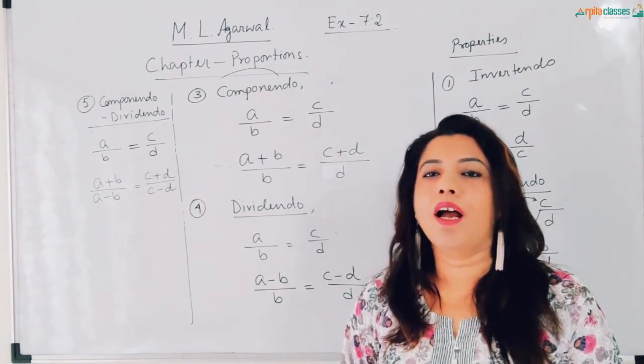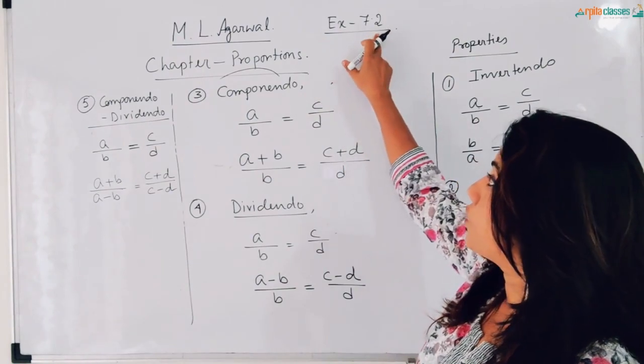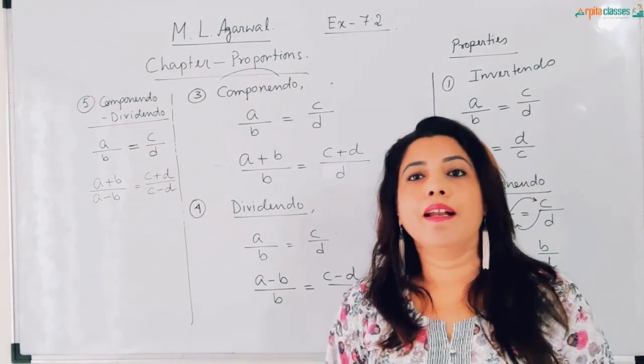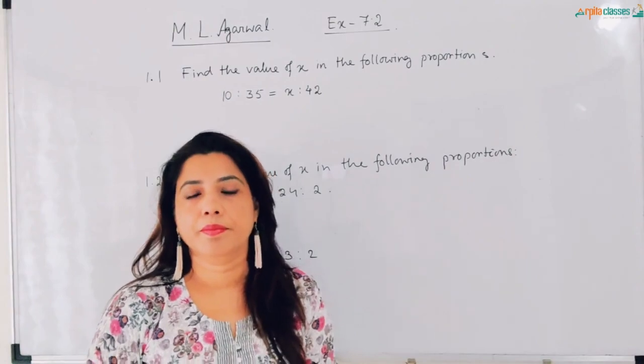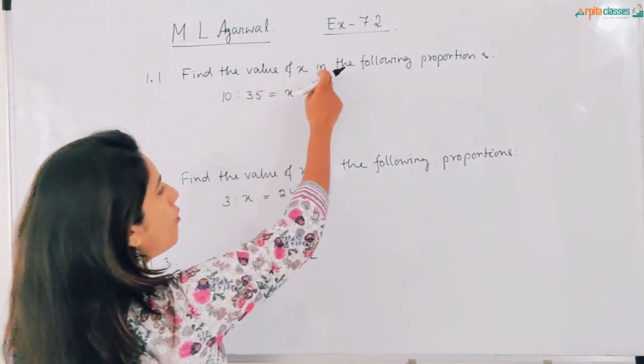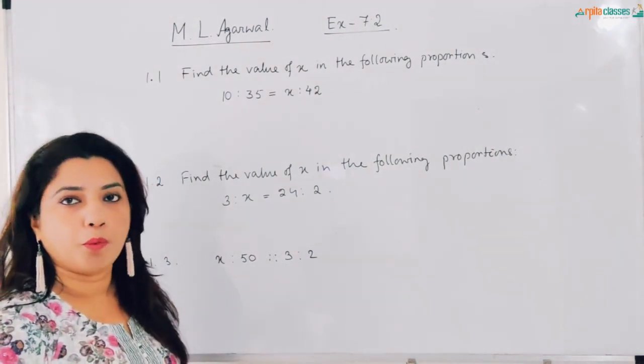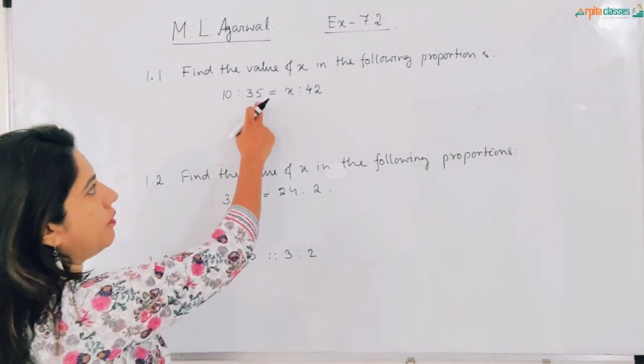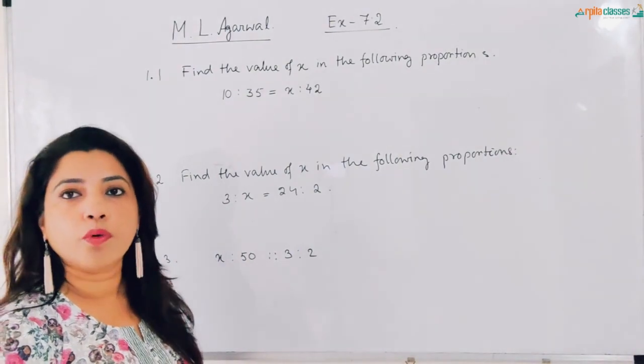So let us see exercise 7.2 from ML Aggarwal. Let us start with the first sum. Let us start with the first question. Find the value of x in the following proportions. 10:35 is equal to x is to 42.